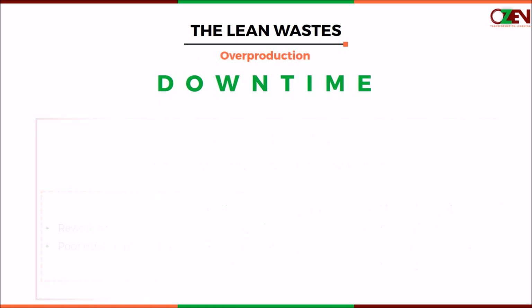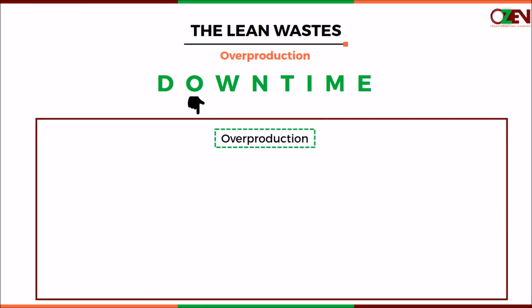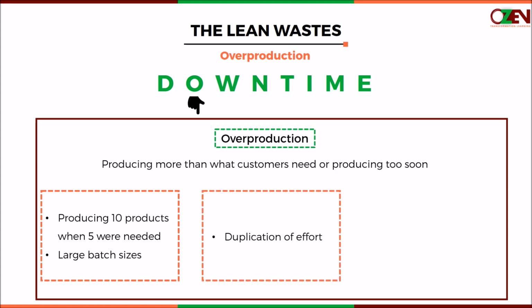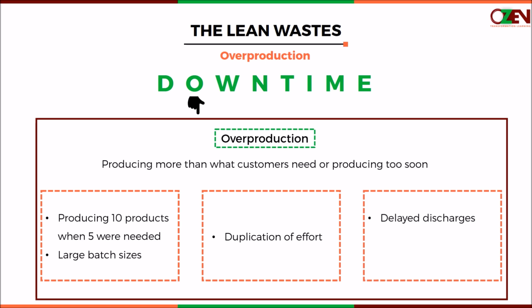O stands for overproduction. This refers to the production that is more than needed or before it is needed by the customers. In manufacturing, an example for overproduction could be producing 10 products when the customer only ordered 5, or producing large batch sizes. In service, overproduction could refer to duplication of effort. In healthcare, overproduction could be delayed discharges or unnecessary diagnosis procedures.